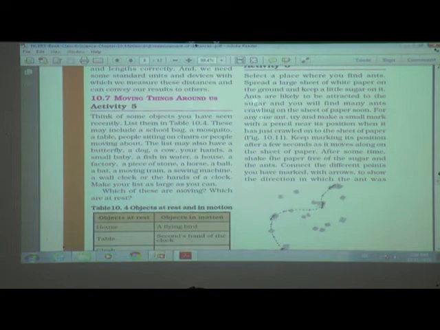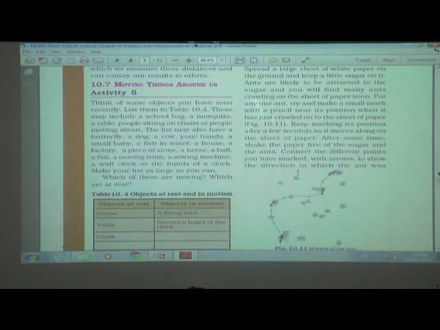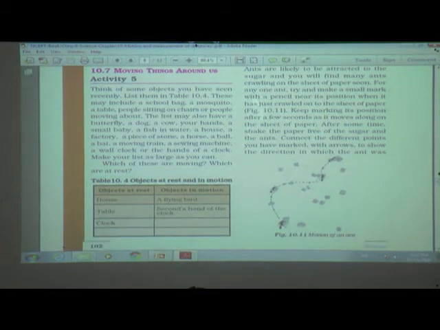Okay, after some time shake the paper free of the sugar and the ants. Now connect the different points you have marked with arrows to show the direction in which the ant was moving. So here, like this, connect it.